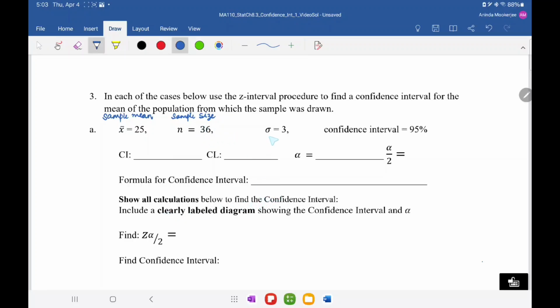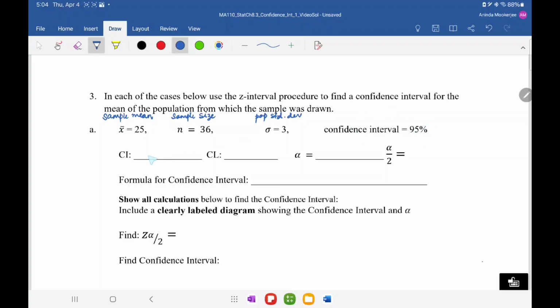And then sigma. Sigma is the population standard deviation, correct? So it's important that the population standard deviation is provided to us, because not only does it figure in the formula, but if we have to use the z-interval procedure like the question asks us to, then the population standard deviation better be given to us. And then the confidence interval, that's the width of the interval, is given to us at 95%.